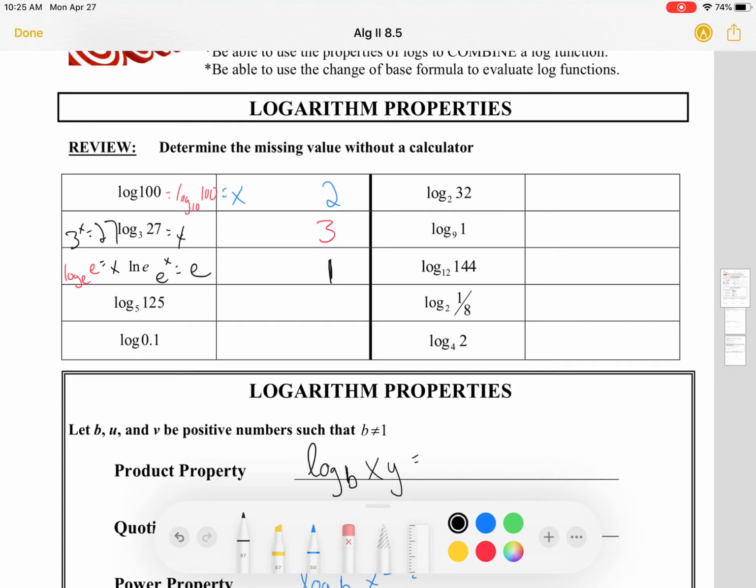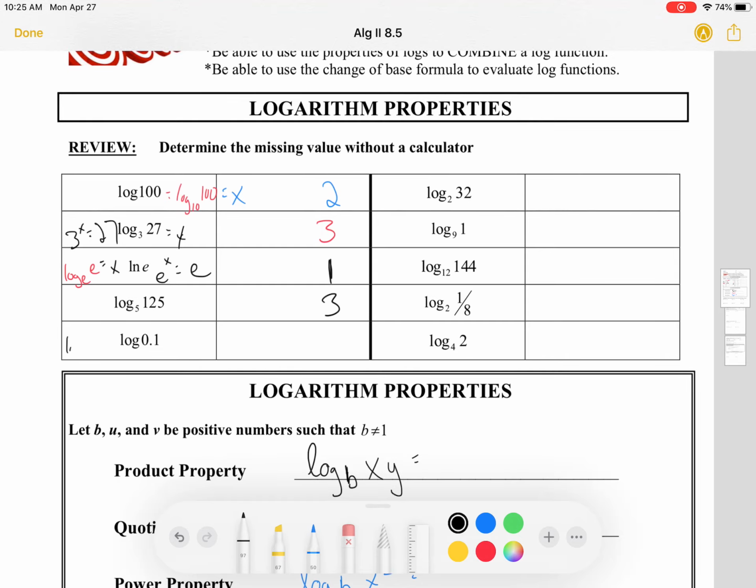Okay, next up, for this next one, I think we don't need to write it out in exponential form. You should think of this as 5 to what power is 125? Well, 5 to the third power is 125.